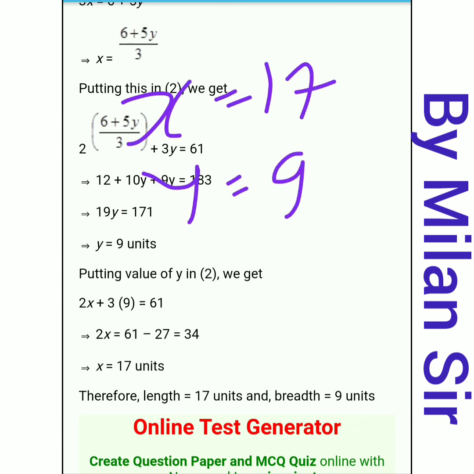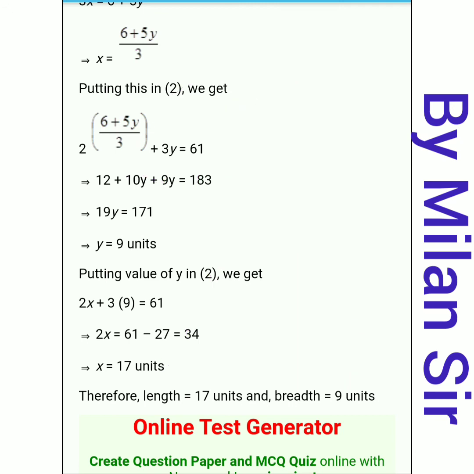So at last we need to write this: length is equal to 17 units and breadth is equal to 9 units. Okay, this is our final answer. So here our exercise 3.5 is complete.